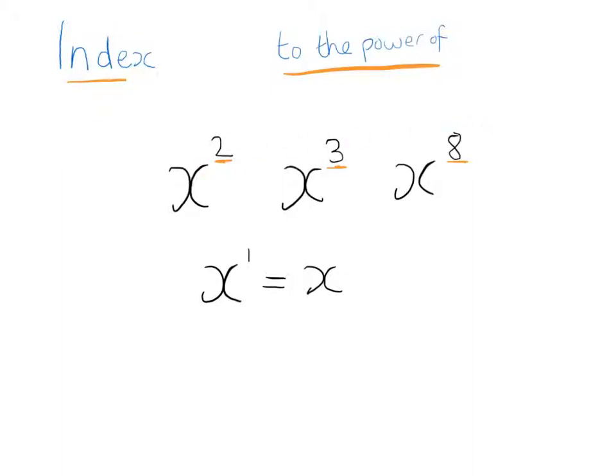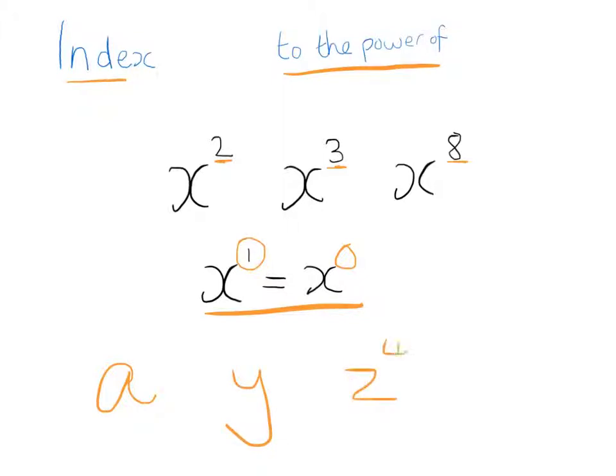Linear equations only have an index of 1, which is also written without anything there. This one here is the linear, so it could be a to the power of nothing, y to the power of nothing, but say z to the power of 4, not linear, because it has the 4. So linear just means only has to the power of 1, or with nothing written there.